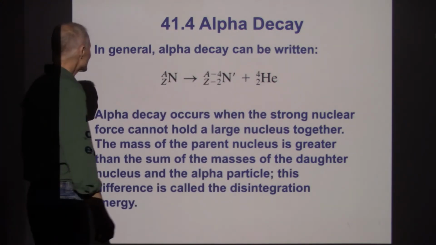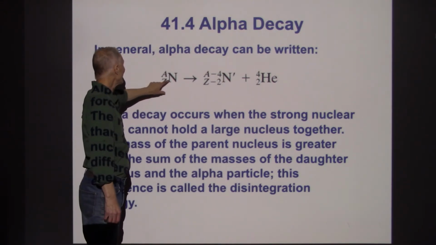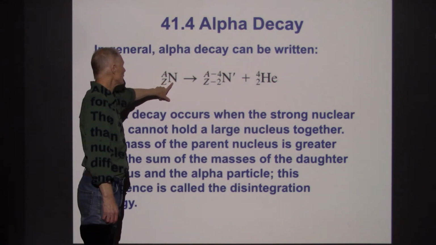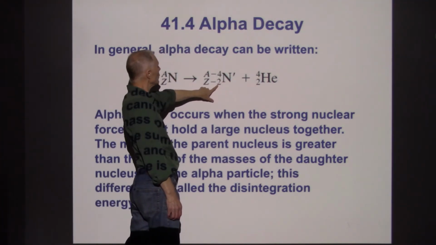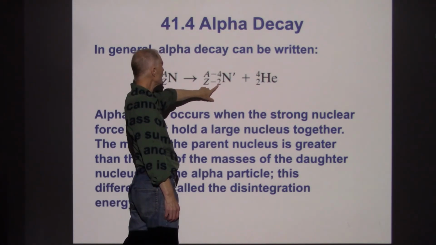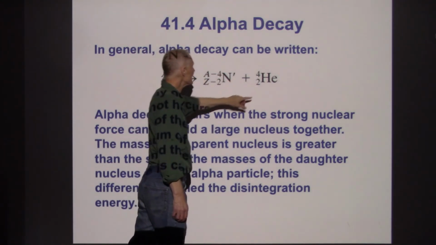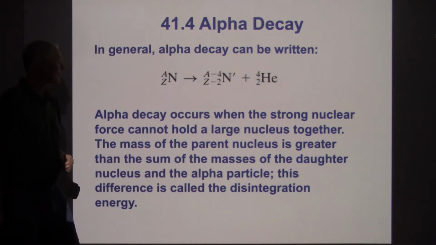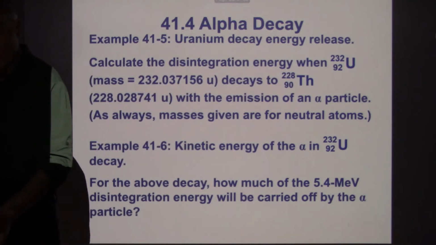So there is this notation that the textbook goes into. For alpha decay, they say that we start with some nucleus, and it decays into another nucleus with a reduced atomic number and a reduced mass number, and what gets released is an alpha particle, which is a helium nucleus. So let's take a look at some calculations.